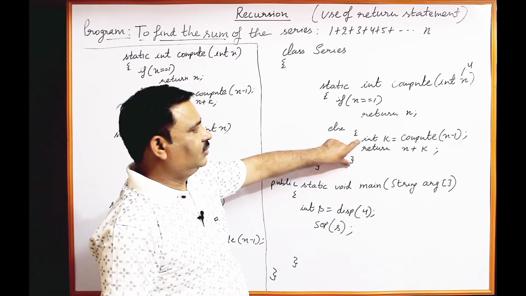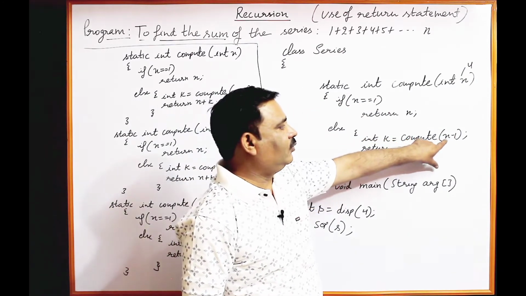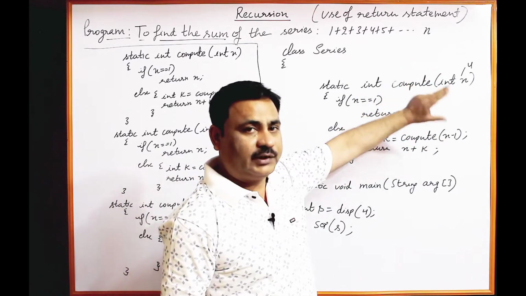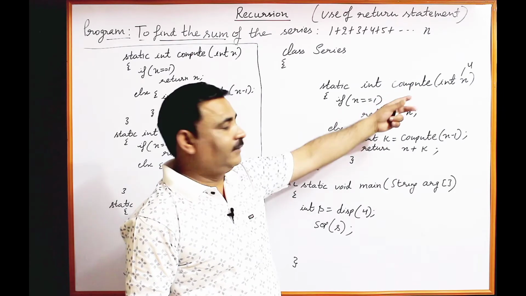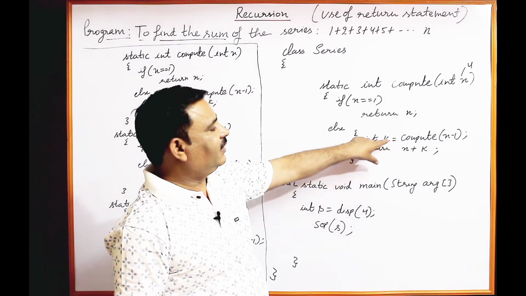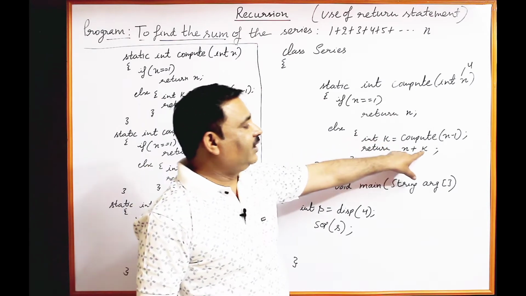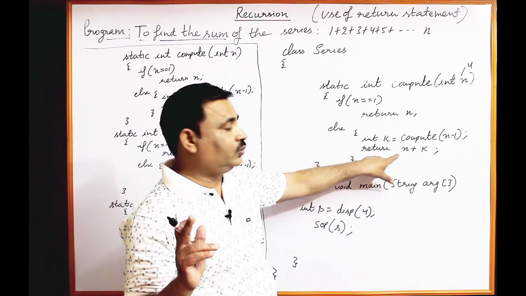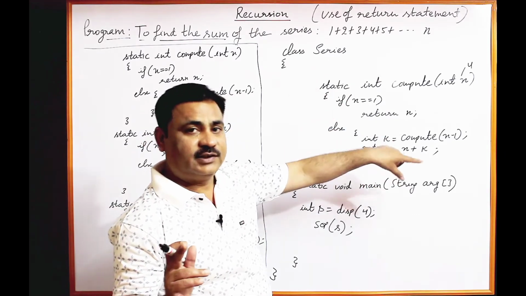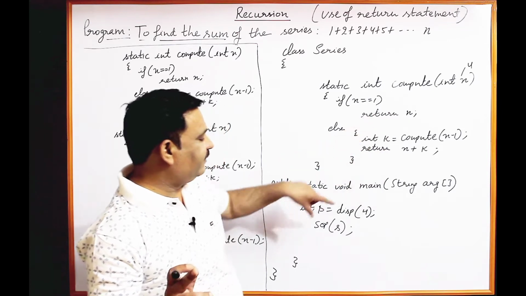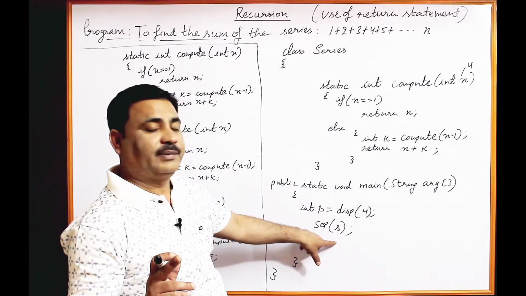Condition is false. So again a second function call with 4 minus 1, 3, then with 2, then with 1. When n becomes 1, it will start returning 1. The value will come back here. 1 plus the previous value of n, which was 2, 1 plus 2, 3. It will return 3, 3 plus 3, 6, then 6 plus 4, 10. Finally, 10 will be returned to this function and 10 will be printed here.